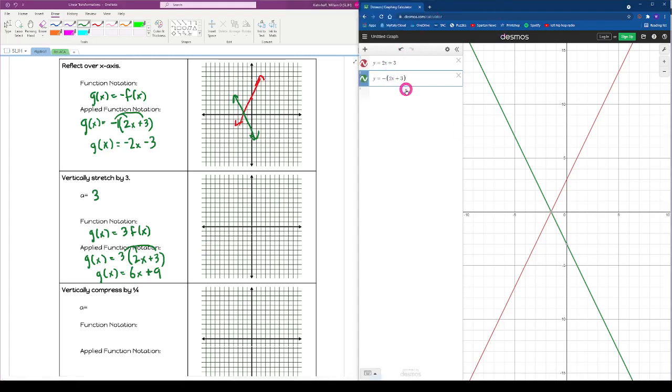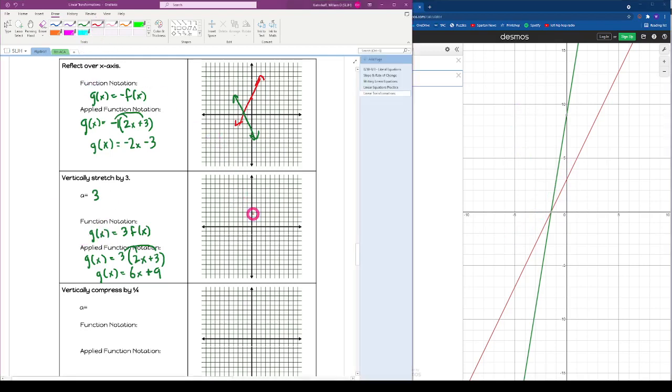So instead of a negative here, we're going to put a 3. And it looks like we have a steeper line. Remember, vertically stretching a line kind of pulls it upward and stretches it to be taller. So that looks good. So we're going to graph these two. We had an intercept of 3, and it's going up at 2. So again, something like that.